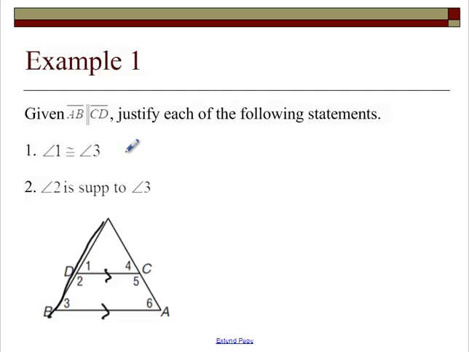So we're going to write it as a conditional statement. If parallel, then corresponding angles are congruent. I'm going to abbreviate as much as possible because it's just a pain to write a full sentence. 2 and 3 are supplementary.